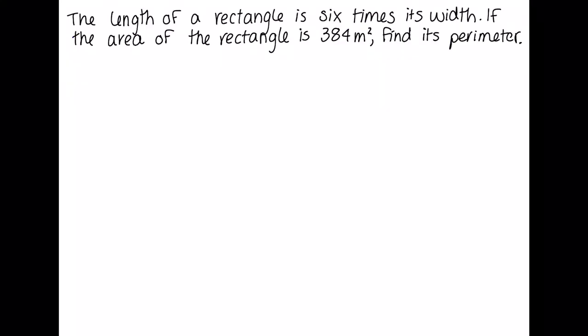So let's look at it in the other way, where we're given the area and we want to find the perimeter. So the length of the rectangle is 6 times its width.